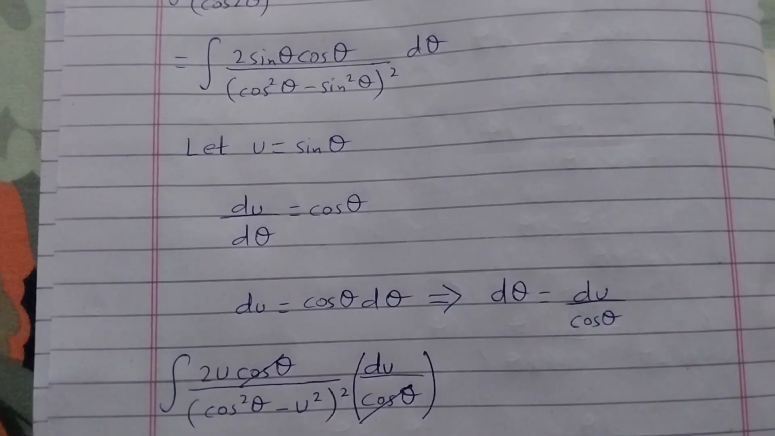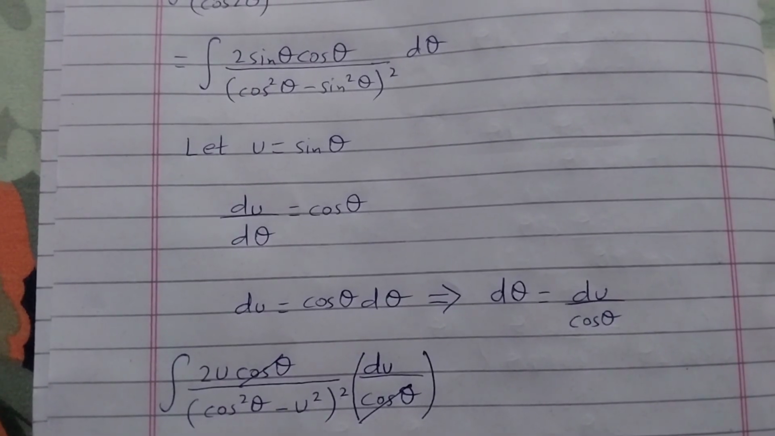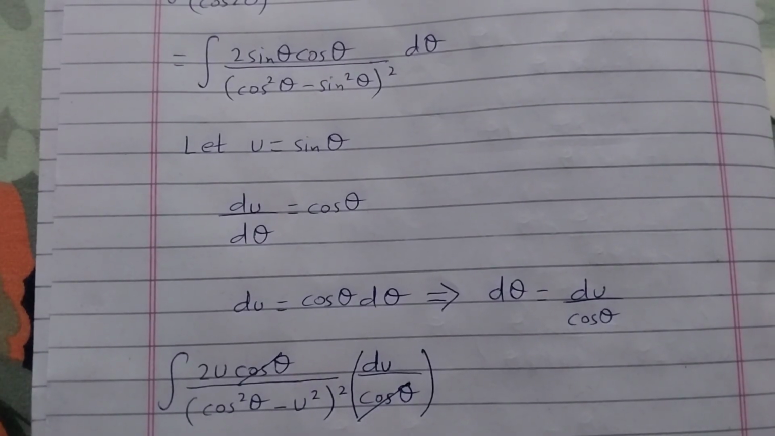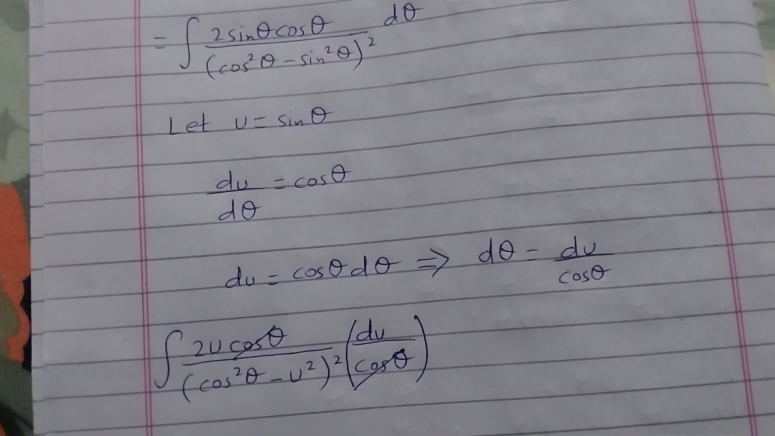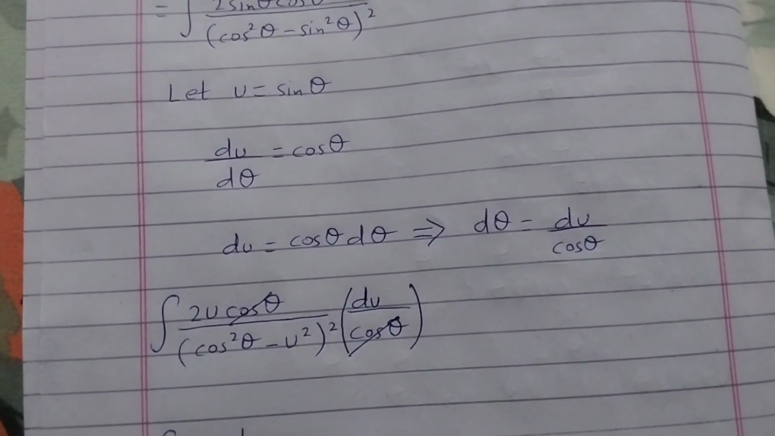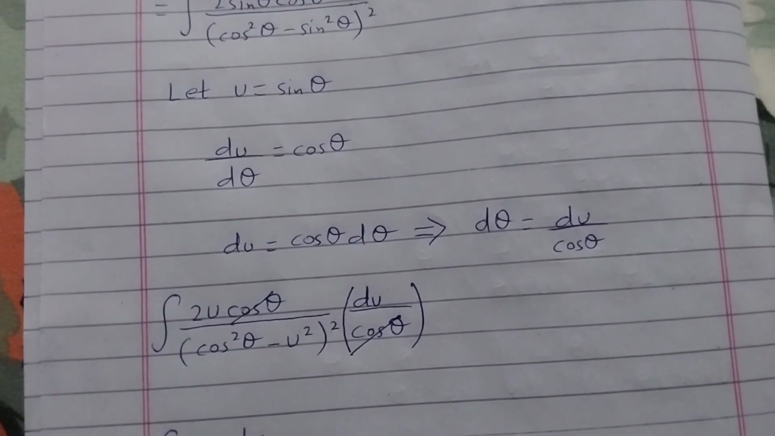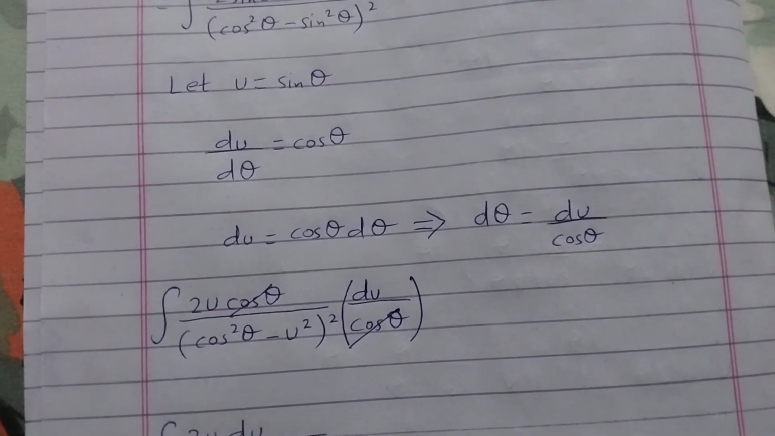I am writing cos theta as it is for now over cos square theta. I'm writing cos square theta as well, minus sine square theta is u square, and this will be whole squared. d theta was du over cos theta. So I kept cos theta because we had d theta as du over cos theta. So cos theta and cos theta cancel out.